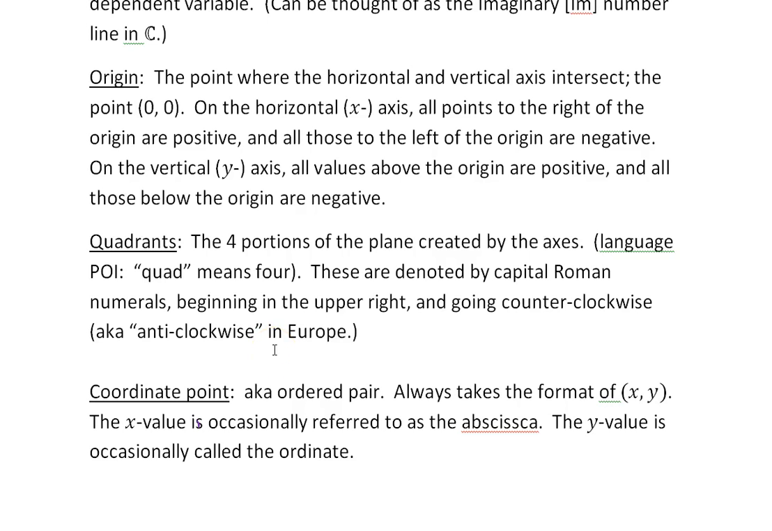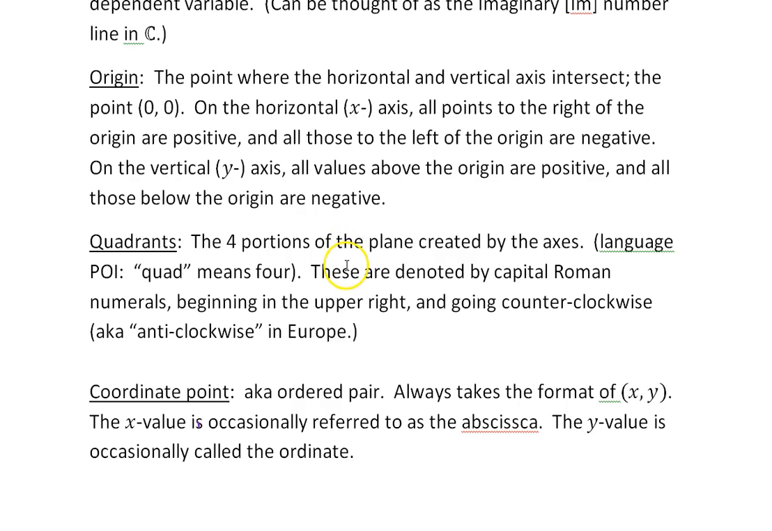We have the origin. That is the point where the horizontal and the vertical axis intersect. The point is labeled 0, 0. It can never be anything else. On the horizontal or the x-axis, all points to the right of the origin are positive, and all those to the left of the origin are negative. On the vertical or the y-axis, all values above the origin are positive, and all of those below are negative. We'll have a visual of that here in just a moment.